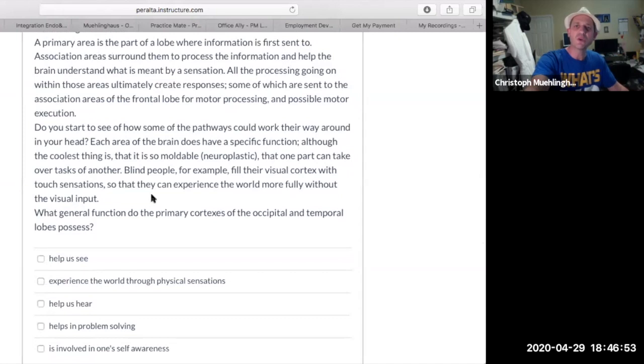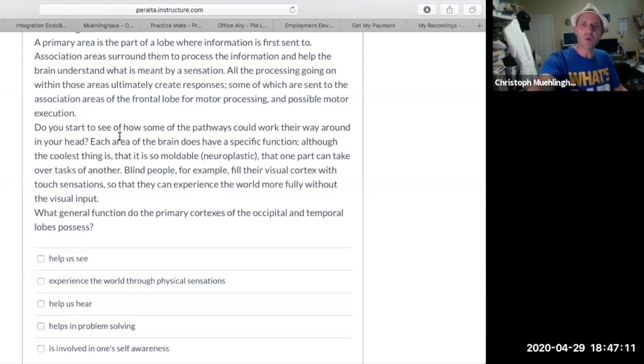All the processing going on within those areas ultimately creates a response, some of which is sent to the association area in the frontal lobe for motor processing and potential motor execution. Do you start to understand how those pathways work around in your head?